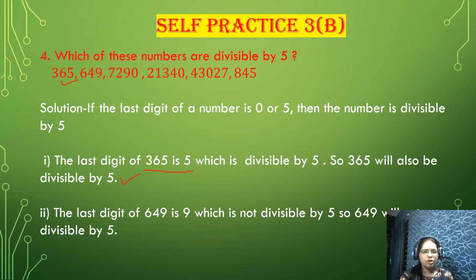Second number is 649. In 649, the last digit is 9, which is not 0 or 5, and 9 is not divisible by 5. So 649 will not be divisible by 5.